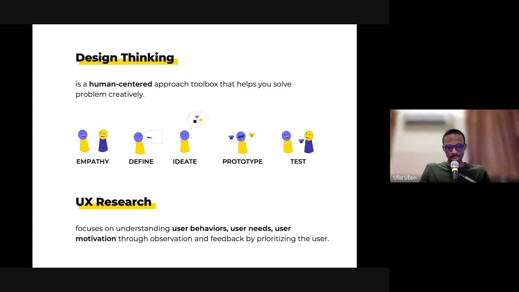And the user experience researchers are those who will actually go out and find out what is what. How well are you using this product? What problems do you have using our product? These are the researchers. It's a good thing if you can research as well as design, as a UI/UX designer.